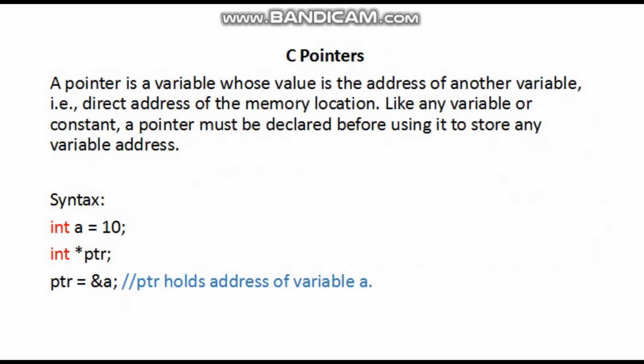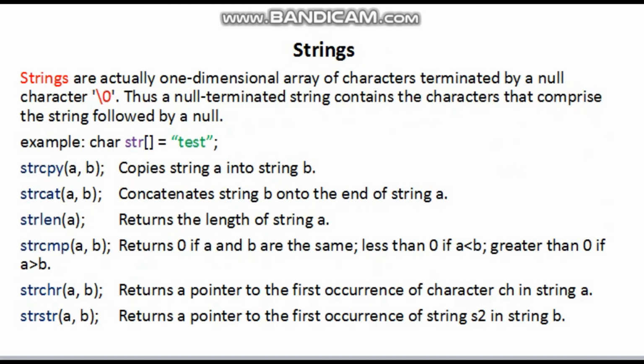C pointers. A pointer is a variable whose value is the address of another variable, that is, the direct address of the memory location. Like any variable or constant, a pointer must be declared before using it to store any variable address. Strings. Strings are actually one-dimensional arrays of characters terminated by a null character \0. Thus, a null-terminated string contains the characters that comprise the string followed by a null. Please go through the following functions by pausing the video.